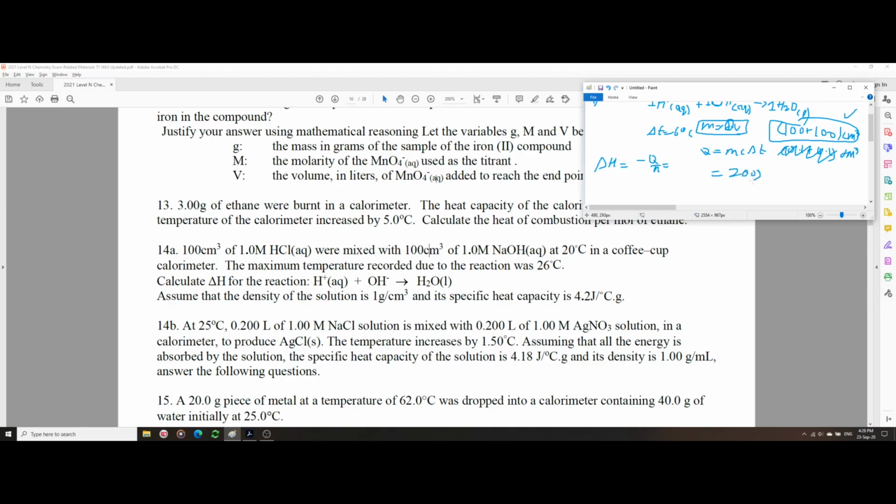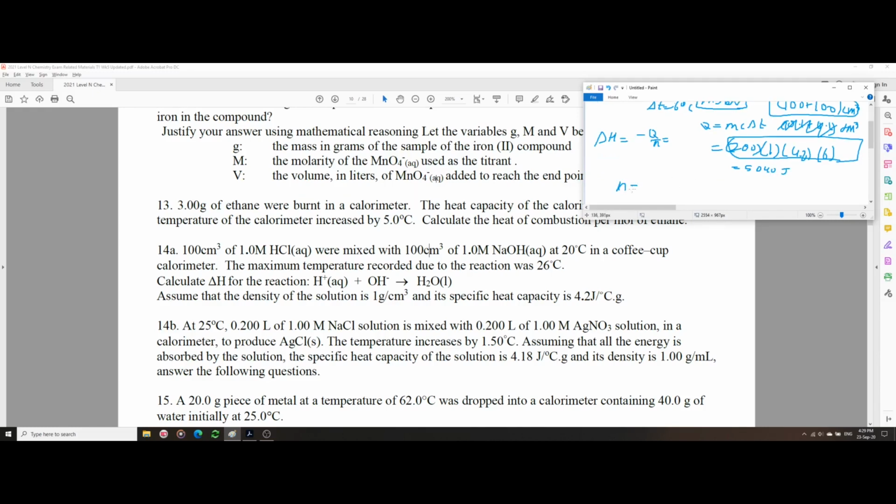200, that's the volume, times the density, which is 1, times C. C is 4.2, times the delta T, which is 6. So now let's do this first: 200 times 1 times 4.2 times 6. You get 5040 joules.